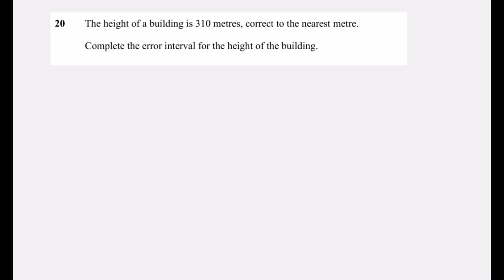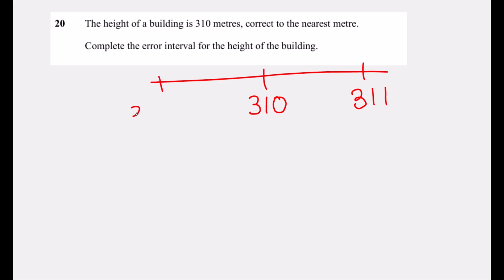Question 20. The height of a building is 310 meters, correct to the nearest meter. Complete the error interval for the height of the building. So it's 310 meters to the nearest meter. So the next one up is 311. The one down is 309.